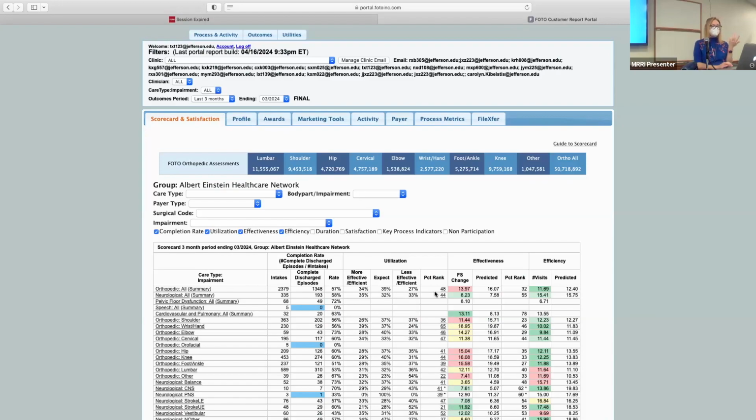And so what they found was that our predicted change over all of the orthopedic cases that we did was 16.07, and our actual number was 13.97. So we are trending below what the expected is for orthopedic functional. Our predicted visit score was 12.40, but we're seeing people within 11.69.